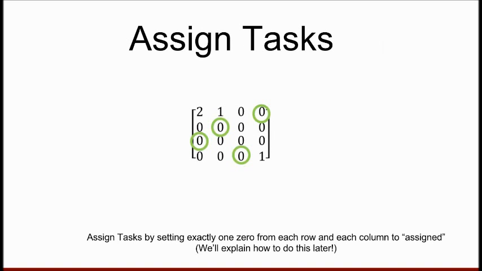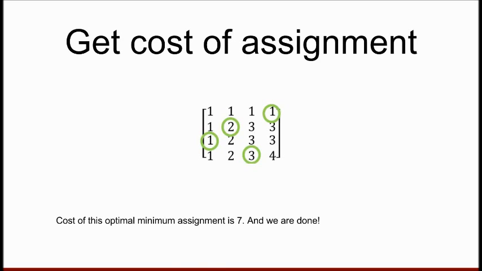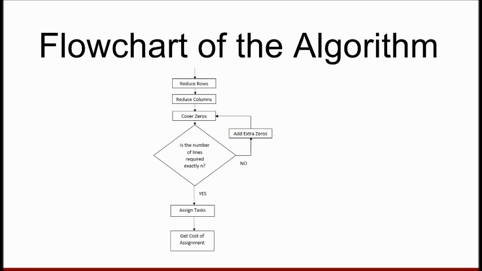And here is one possible assignment, though there may be, in this case there are, other ways of doing this. Regardless of which one you choose, they will always produce the same cost, in this case 7. And so there we have the overall algorithm.